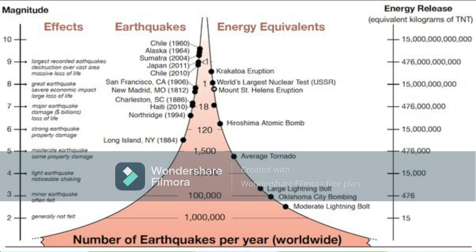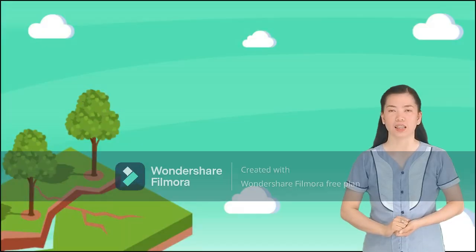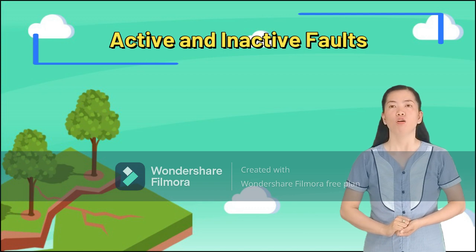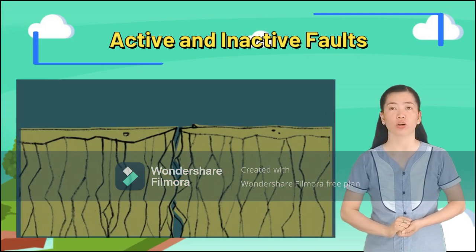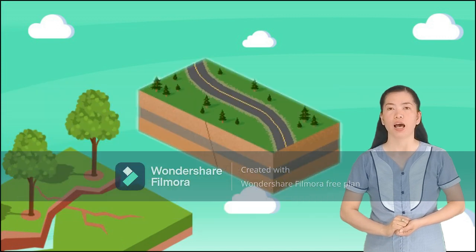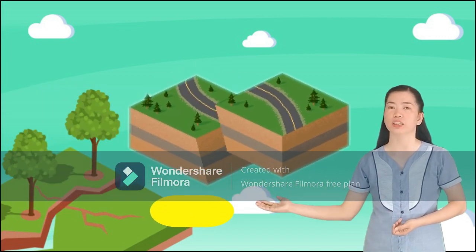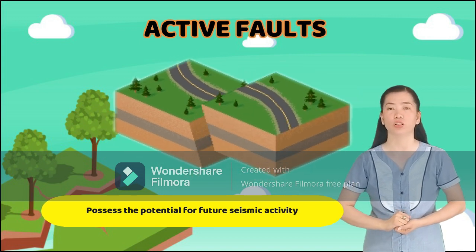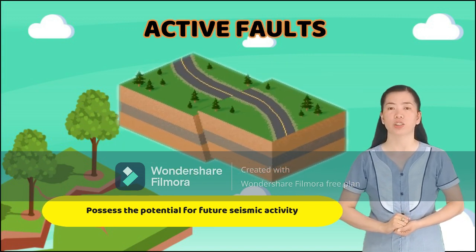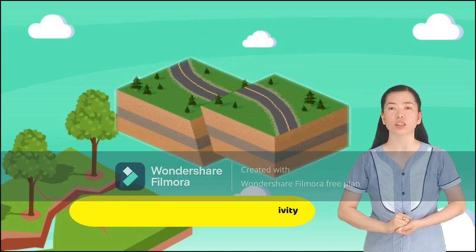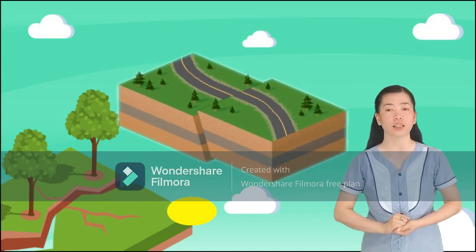Lastly, let's discuss active and inactive faults. Faults are fractures or cracks in the Earth's crust where movement occurs. Active faults are those that have experienced movement and generated earthquakes in recent geologic history or have the potential to do so in the future. These faults pose an ongoing risk of seismic activity.